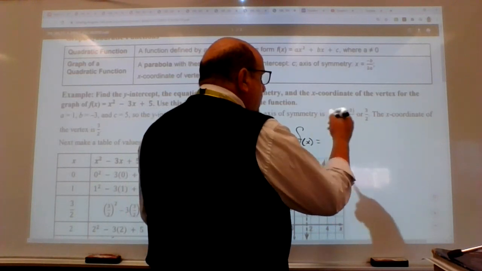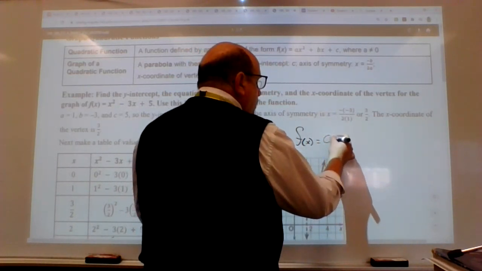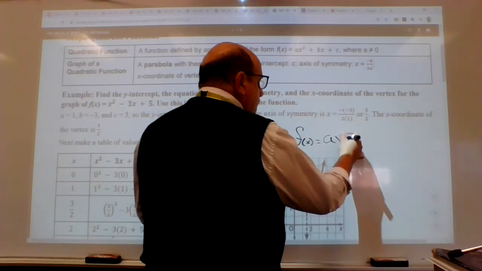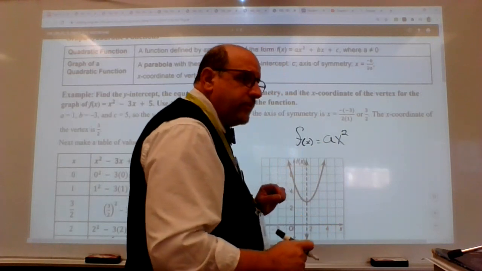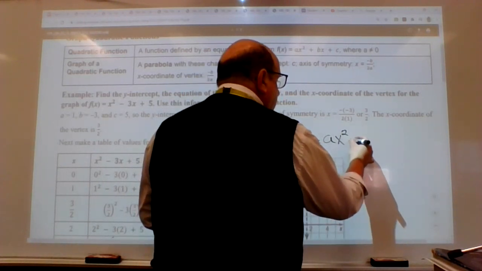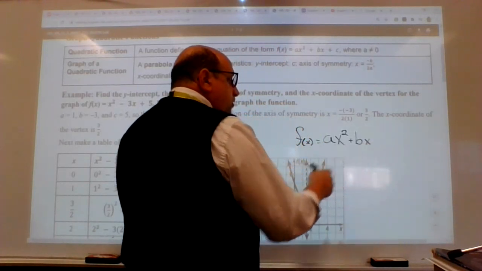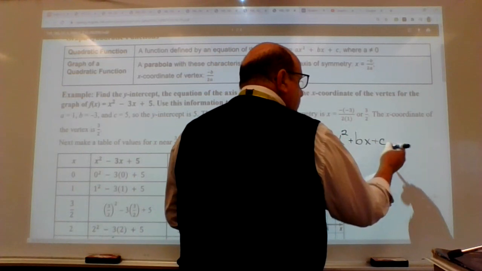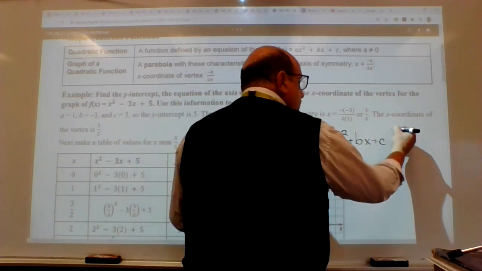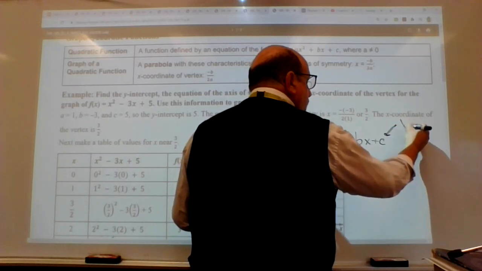And when you see a quadratic equation, it has some x squared value. So ax squared, where a is the coefficient of the x squared term, plus bx, where b is the coefficient of the x term, and plus c. And c is that constant. Well, guess what? That constant is also the y-intercept.